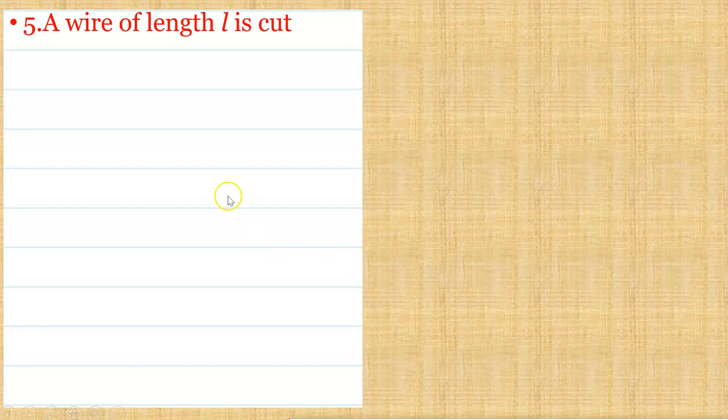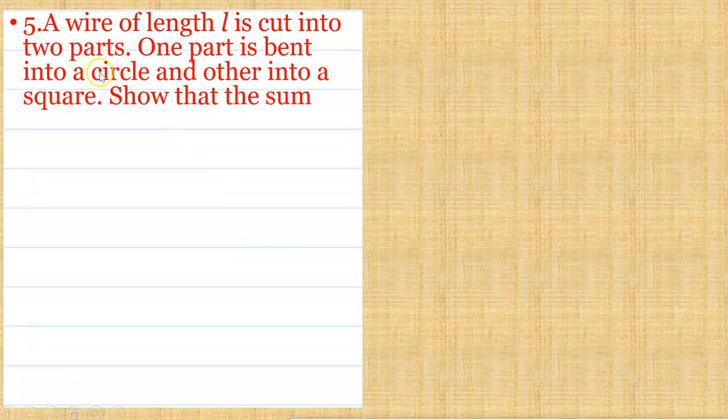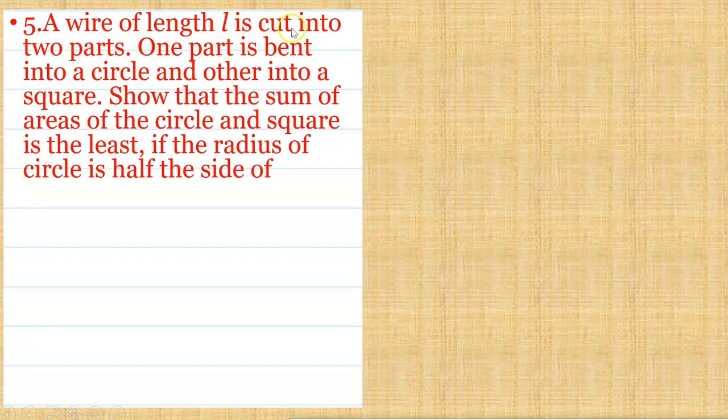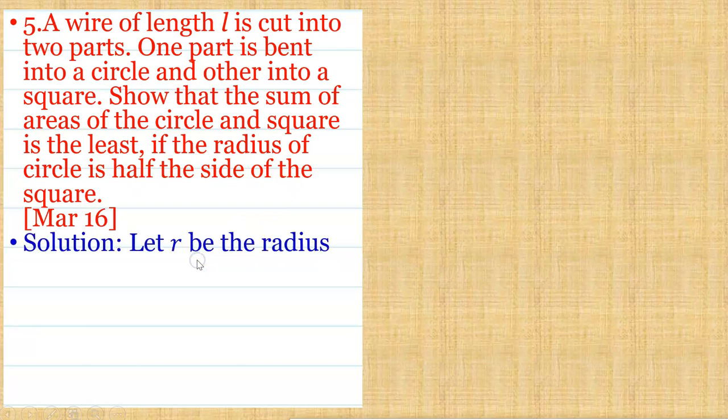Now the next problem, number 5. A wire of length L is cut into two parts. Okay, it will be cut into two parts. One part is bent into a circle and the other into a square. Show that the sum of areas of the circle and the square is the least if the radius of the circle is half the side of the square. This is an example asked in March 16.